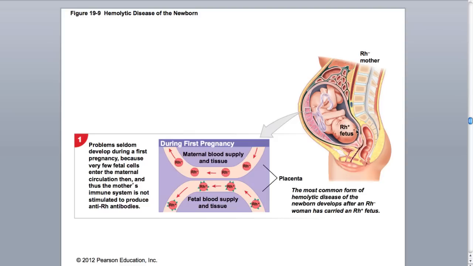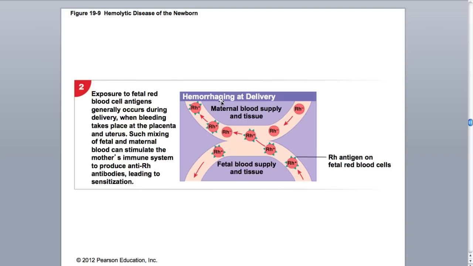When the first fetus came out, and the first fetus was Rh positive, during the delivery process in the placenta region, notice that the author is showing you a placenta, at the time of delivery, we had this happen: hemorrhaging at delivery. So at the time of delivery, the first fetus's Rh positive blood mingled with the blood of the Rh negative mom. When that mingling happens, the mother is forced to produce antibodies against this Rh positive blood.